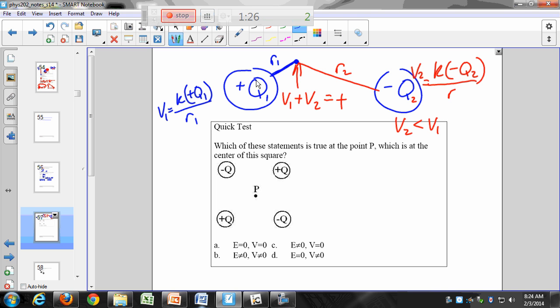What if I were equidistant between the two charges? What would my potential be? It would be 0, right? Because V2 would equal V1, the two distances would be the same, but one is positive, one is negative, so it goes away.